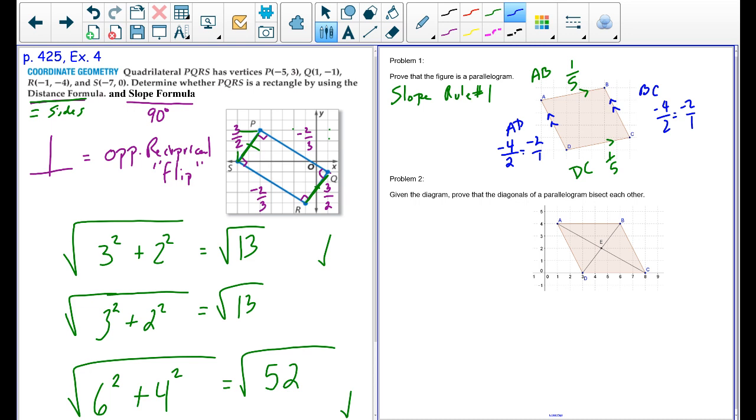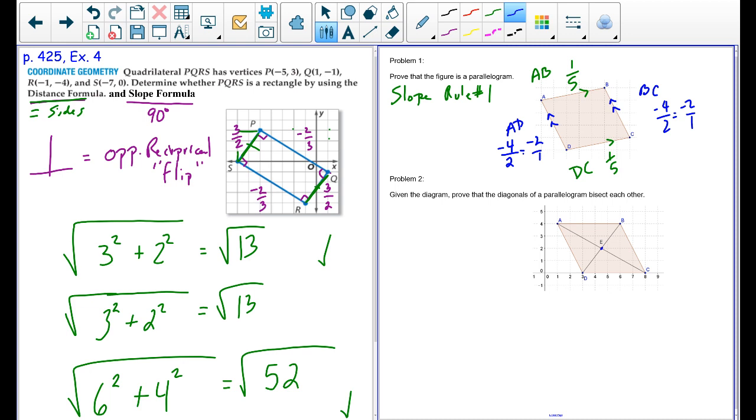Given the diagram, prove that the diagonals of a parallelogram bisect each other. Okay? Now, in one of the worksheets, we found the midpoint, right? So if I find the midpoint for these points, that means it bisects it, right? Okay, so that's what we're looking for.